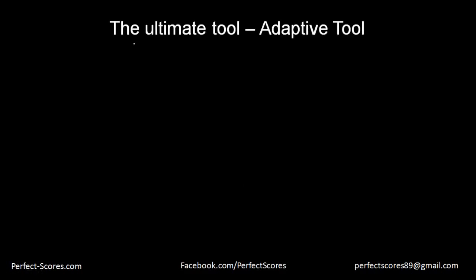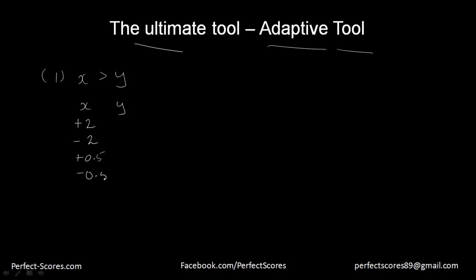Now the ultimate tool is you being adaptive. Now let's suppose statement 1 says that x over here is greater than y. Right? So if you're choosing the values of x and y, if you choose x to be a positive number, a negative number, a positive decimal, and let's say a negative decimal, and you want to choose an appropriate value for y. Now always x is greater than y, so you can always have a number lesser than 2 here. You can probably have a 1.